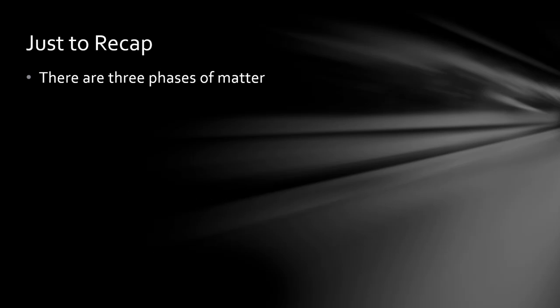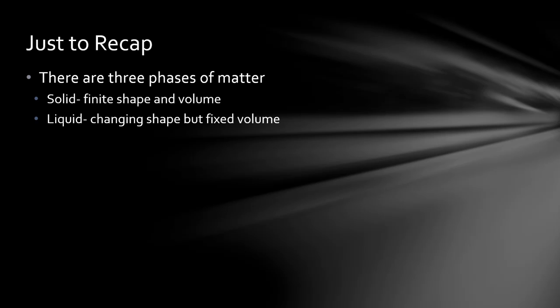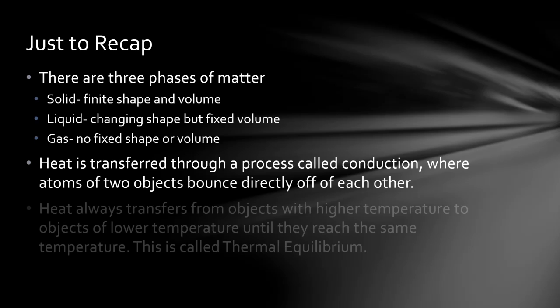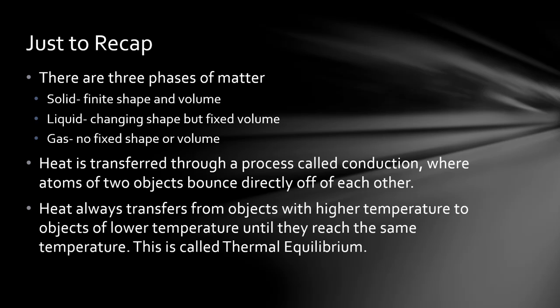There are 3 phases of matter. You have solids, which have a finite shape and volume, liquids, which have a changing shape but a fixed volume, and gas, where there is no fixed shape or volume. Heat is transferred through a process called conduction, where atoms of 2 objects bounce directly off of each other. Heat always transfers from objects with higher temperature to objects of lower temperature until they reach the same temperature. This is called thermal equilibrium.